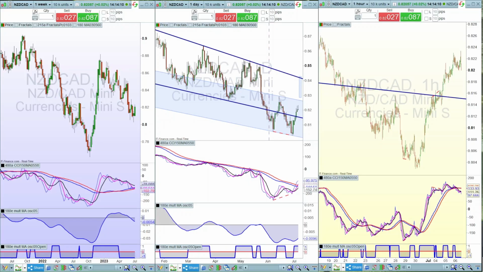Today is July 6, 2023. This is the New Zealand Canadian dollar currency update. On the weekly we're in a bearish mode. On the daily we're in a bullish, so it's undecided. There's a trend, so if you're trading the trend, probably avoid until we get a bearish signal on the daily, at least for a downtrend. You can see there on the hourly it's starting to turn down, already in a bearish mode.